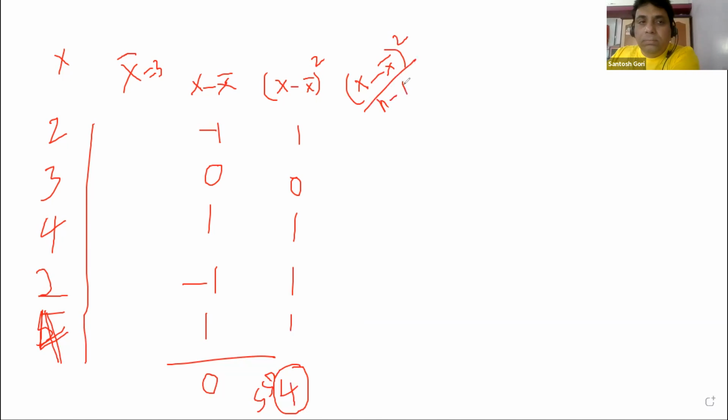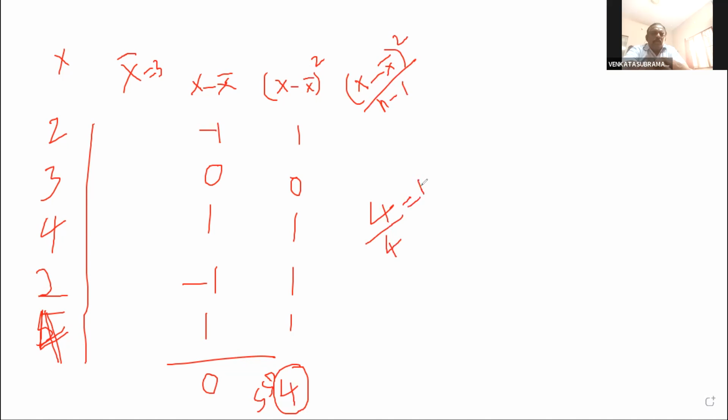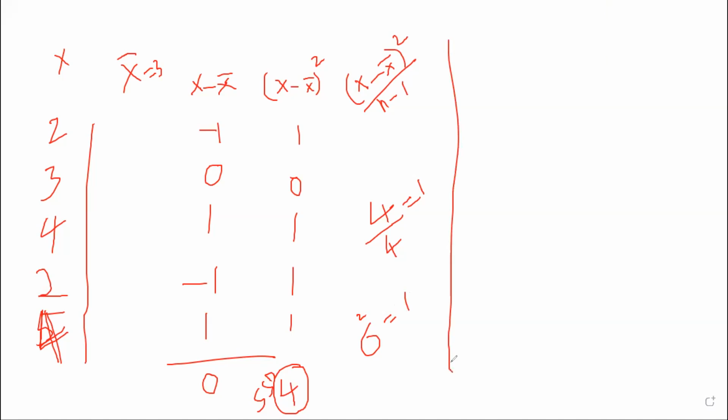How much is your n? 5. 5 minus 1 is 4. So my sum of the squared deviation is 4. I am going to divide it by 4. So what is the answer? 1. This is called variance, which is given the symbol sigma square. Sigma square is 1. Now what is required? Sigma. Standard deviation is required. Standard deviation is equal to the square root of variance.